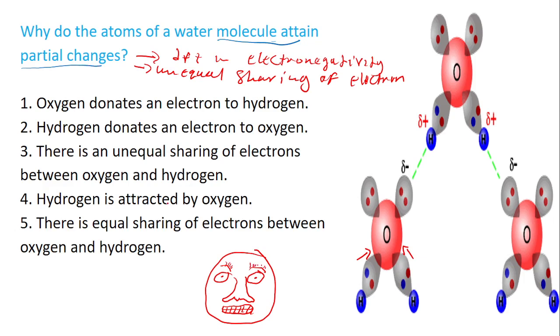the partial charges of the water molecule are there because there is an unequal sharing of electrons between oxygen and hydrogen. I think this has been explained on that particular part.